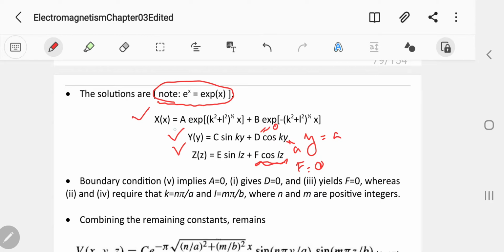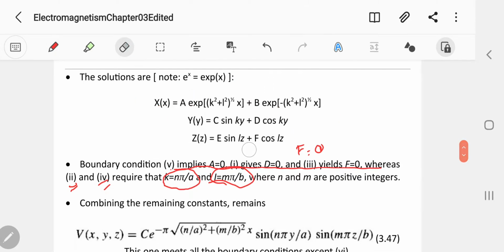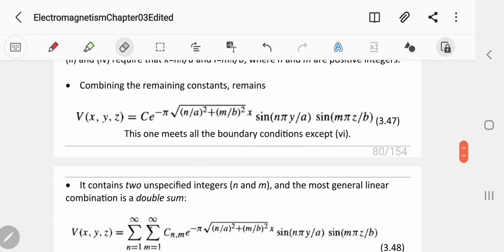And here also you have to set A equal to 0, because at infinity, x at infinity, this should be 0. Now A has to be set to 0, so that's why you have this as the consequence of the boundary conditions. And the second and the fourth boundary conditions require that k is equal to n pi over a and l is equal to m pi over b. So combining everything, we now put everything in the potential, and we will have this.